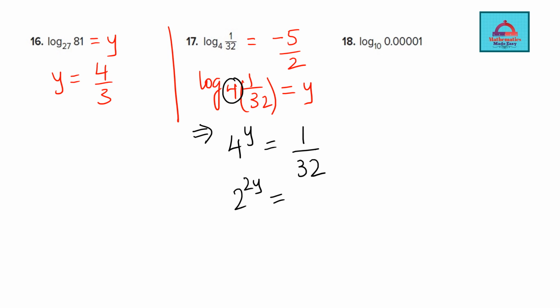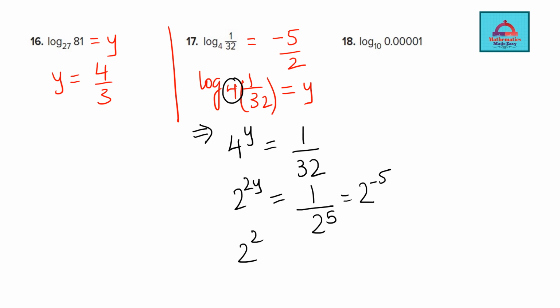Yes, I can. Similarly, can I write 32 as some power of 2? It is 2 to the power 5. Now you see the common base. So let's convert this. 1 over this means reciprocal of a positive exponent, so it will become a negative power.